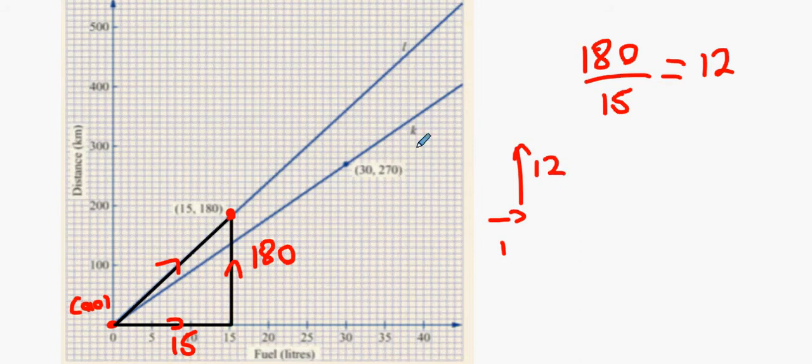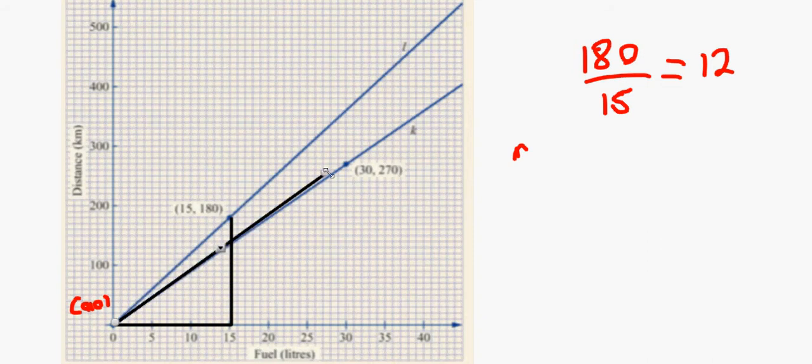Do you expect slope K to be shallower or steeper than L? Shallower. If it's shallower, we should expect a number that's smaller than 12. So get this. You're allowed to pick any point on the line K. See the way that's 30 and 270? I'm going to pick that point, and I'm going to do exactly the same technique. I'm going to drag my triangle out.